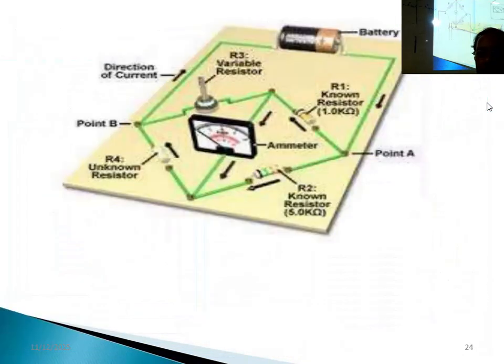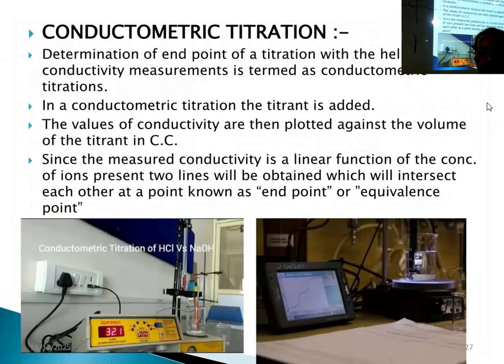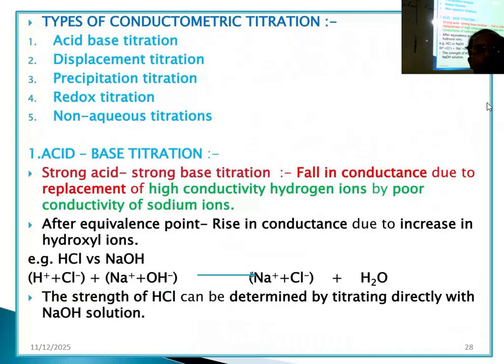Lot of details there. Now, coming to the actual titrations, I want to discuss the different types. One is acid-base titration, displacement, precipitation, redox. All these types of titration can be done by the conductometric method. Here we are going to discuss the conductometric method only. All precipitation also can be done under conductometric titration.